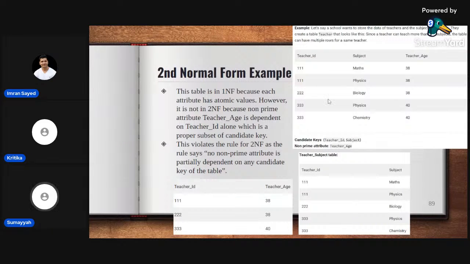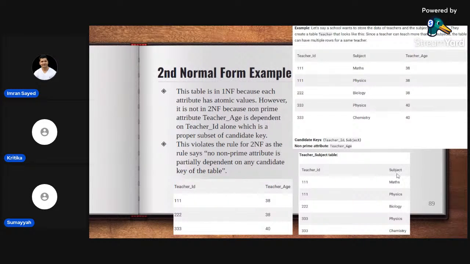So we will have a data redundancy if we have two teachers, like here. The teacher age also has to be put twice. So we decompose it into two tables: a teacher table with teacher ID and teacher age, and a teacher subject table with teacher ID and subject. So these two tables are in 2NF.